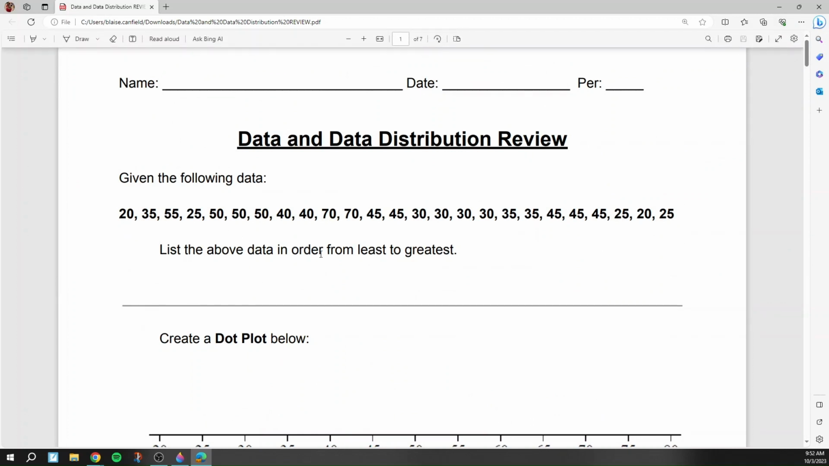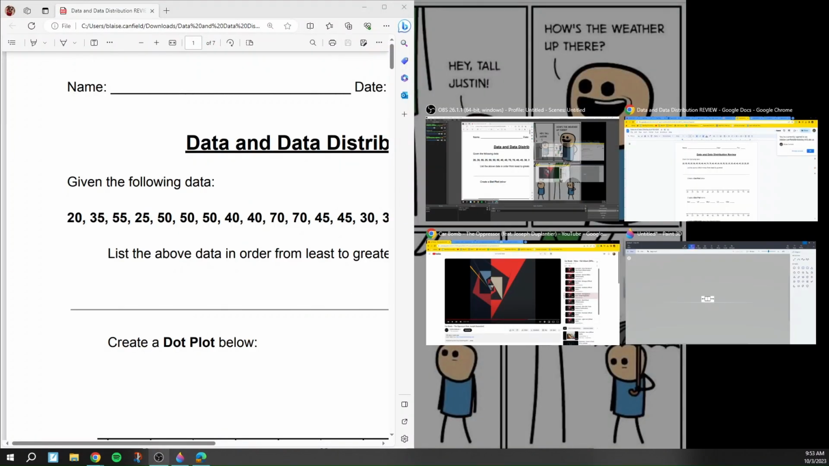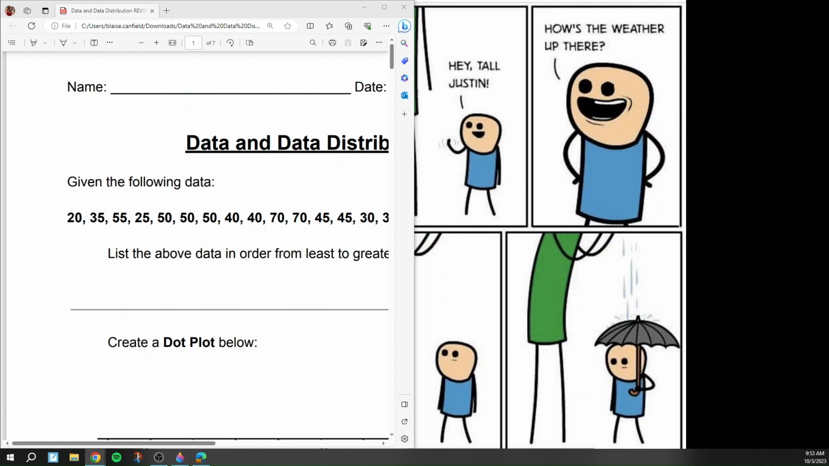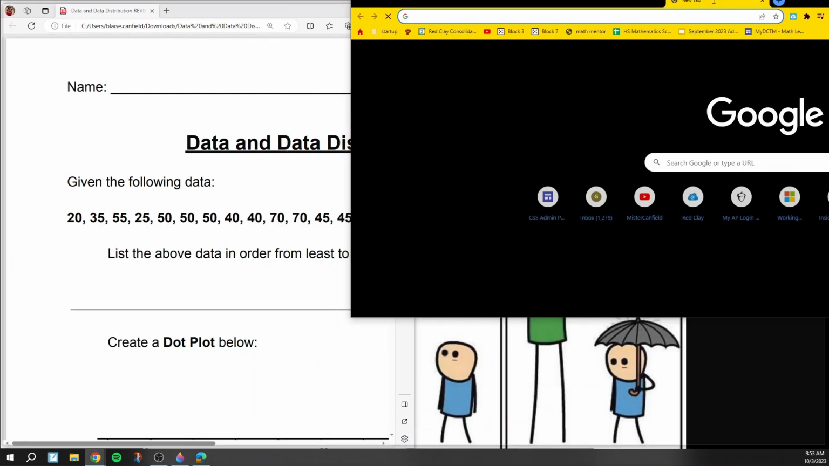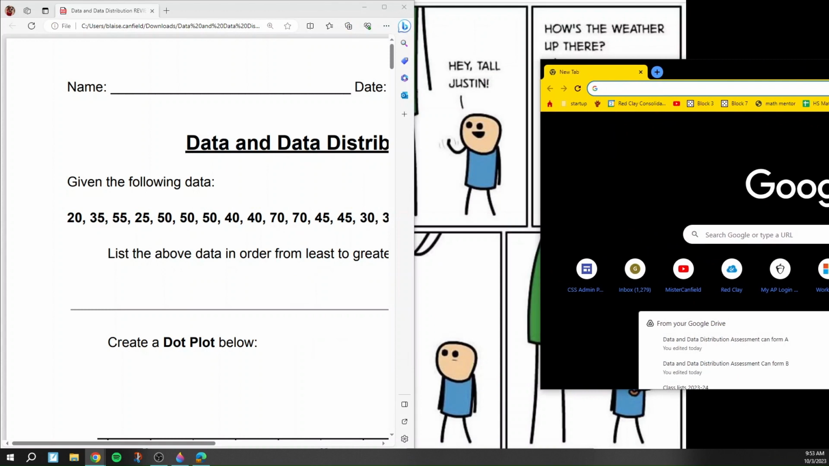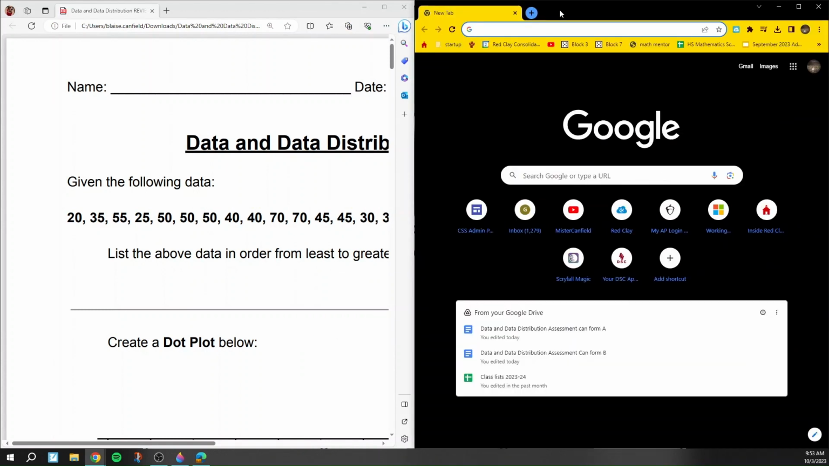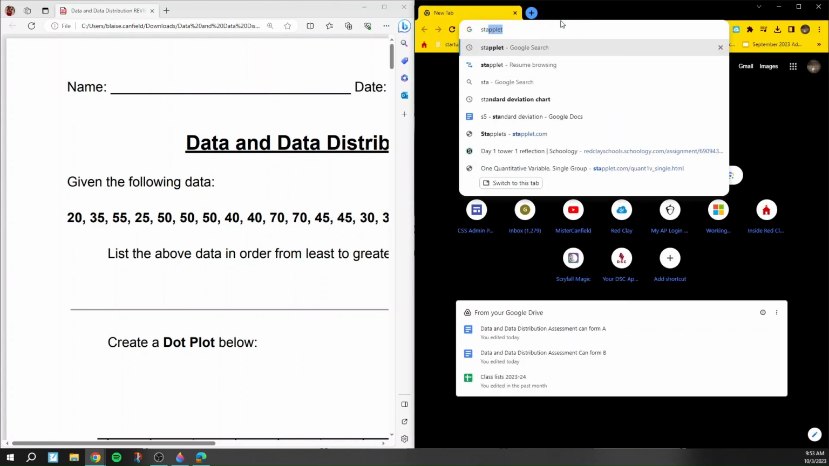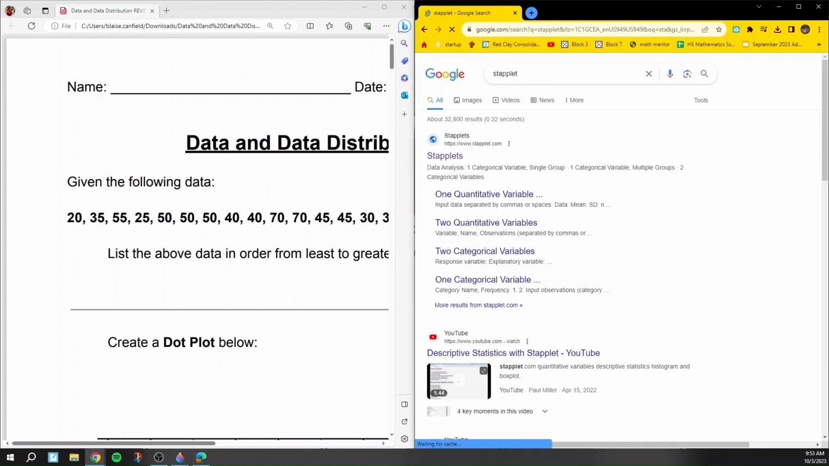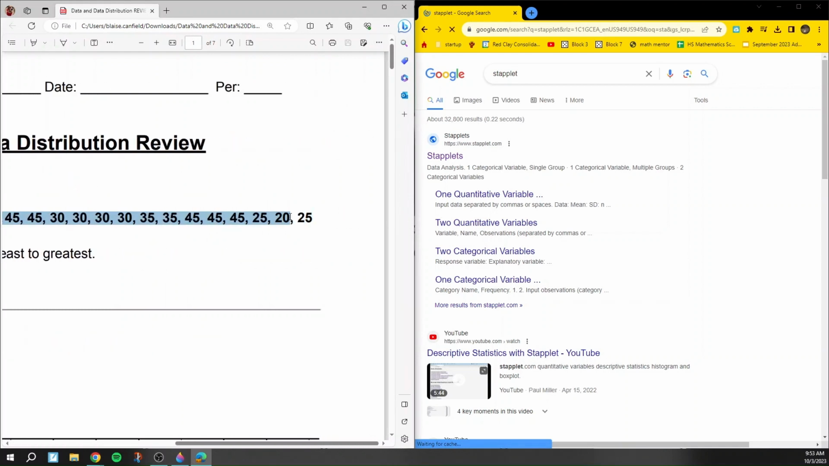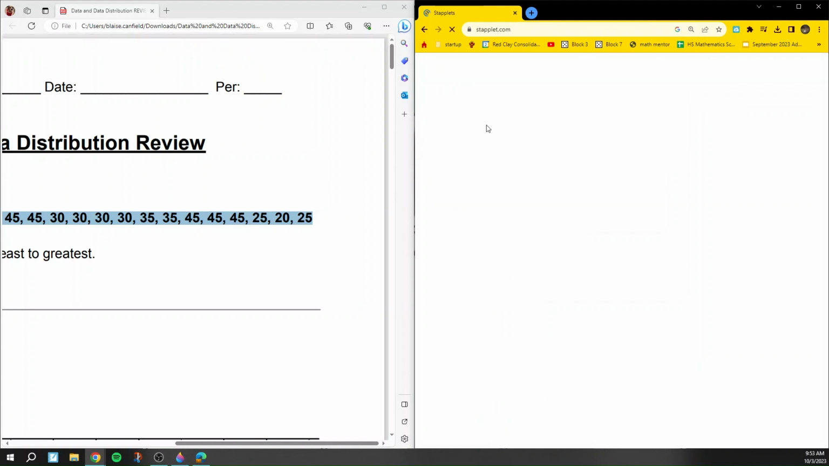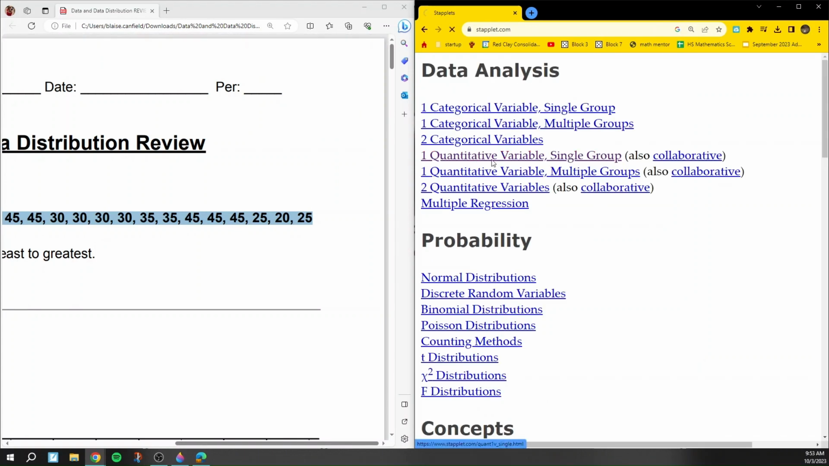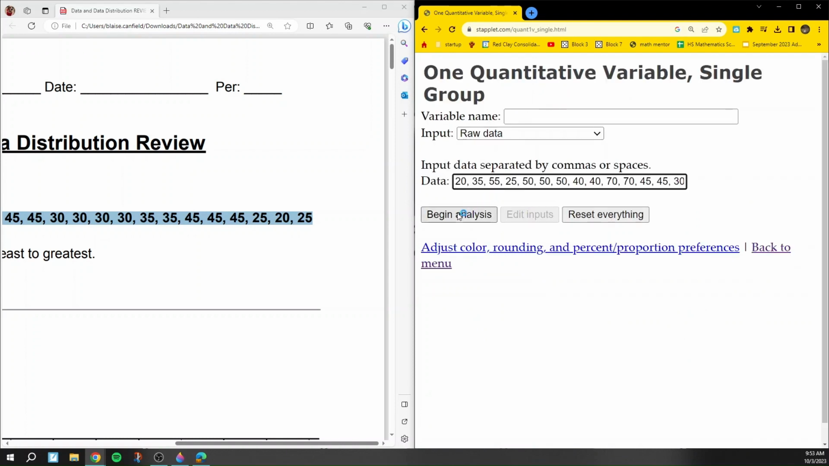All right, list the above data in order from least to greatest. So in my class, you're going to be able to use Statplet on the test, so you could always pull Statplet in. Let me double check OBS, make sure that, yep, okay. So if I pull Statplet in, I can copy paste these numbers, and I understand that you have to actually type them since you can't copy paste off of your paper, but whatever. Remember, we're in the one quantitative variable single group, data paste, begin analysis.